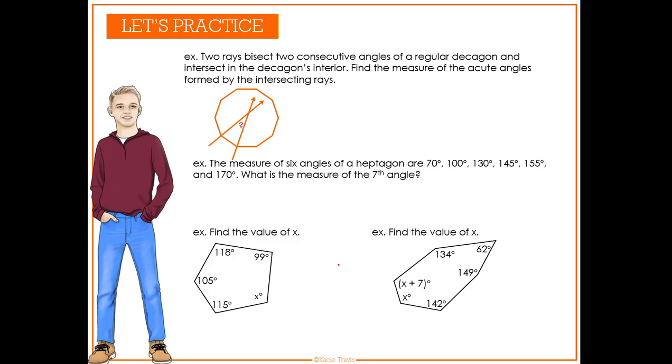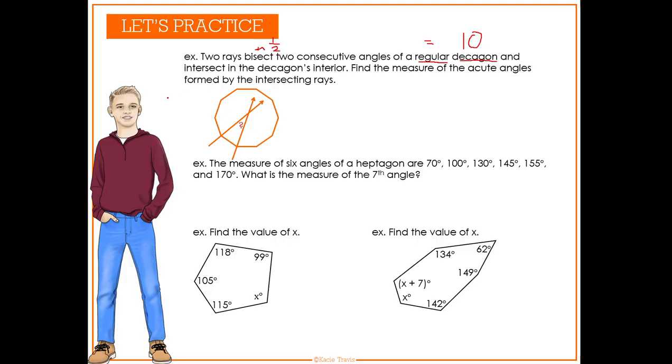So, first, let's think about some information. The decagon, we know, has 10 sides. Next, they tell us that this is a regular decagon. That means that we have 10 equal sides and 10 equal angles. And they also told us this little word here, bisect. Remember what bisect is. It's not going away anytime soon. Bisect means that they are being cut in half.